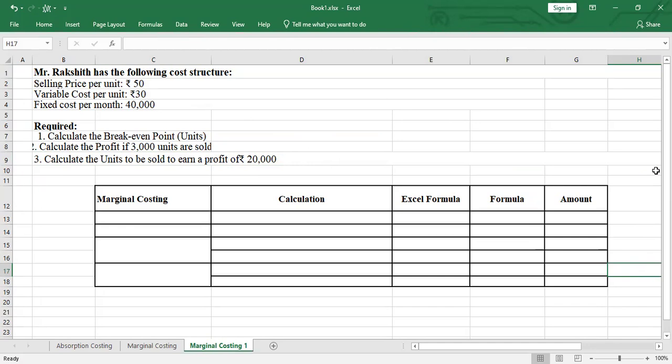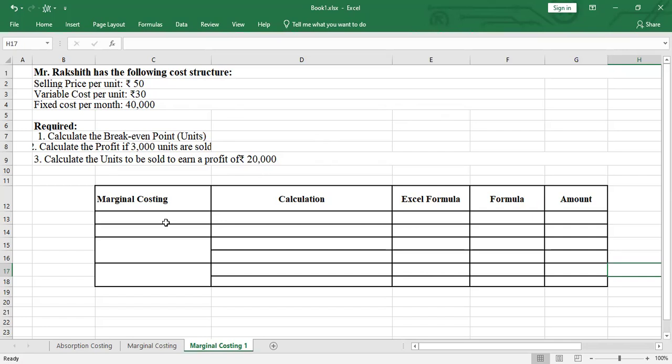In this small session, I am solving another question which is based on marginal costing with the help of Excel. Let's see the question first. Selling price per unit 50, variable cost per unit 30, fixed cost per month that is 40,000. With the help of these things, we have to ascertain break-even point, profit if 3,000 units are sold, and also calculate units to be sold to earn 20,000 profit.